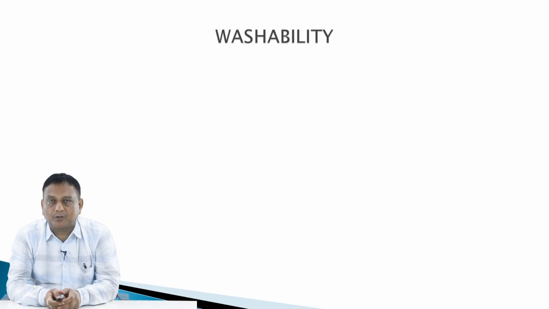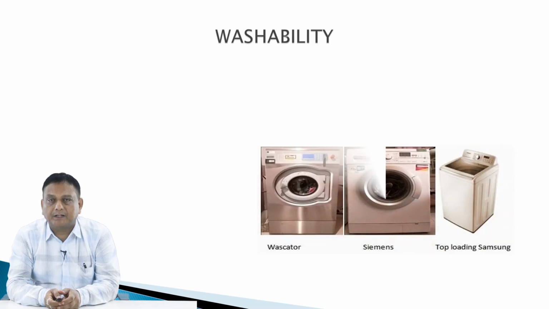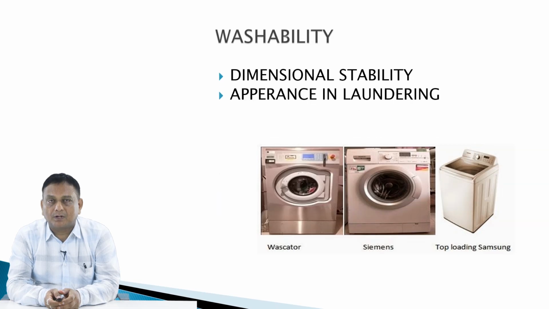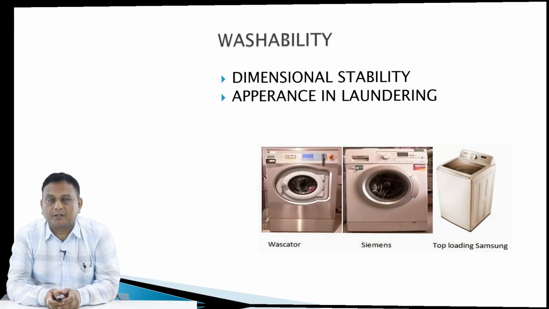Washability is very important here, and different kinds of washing machines are available for the garment. One is the front loading washing machine, that is called a wascator. Then another type of washing machine is the top loading machine. Normally for US buyers, top loading machines are used, and for European buyers, front loading machines are normally used in the washability test. Dimensional stability and appearance in laundering are the two major parts in it.